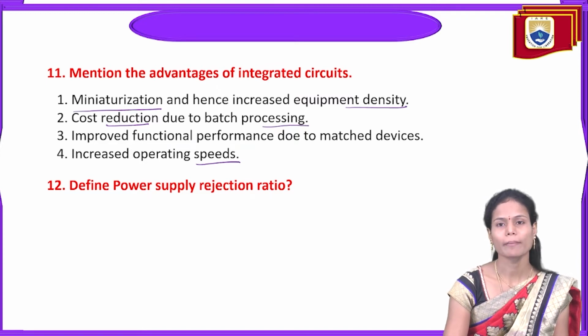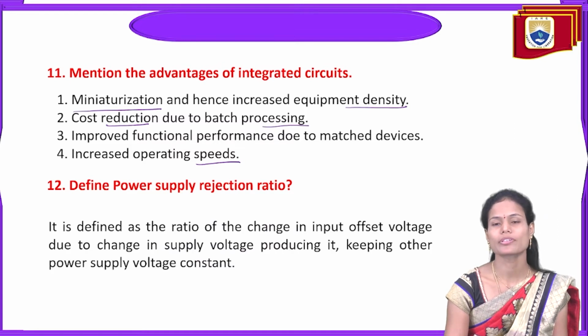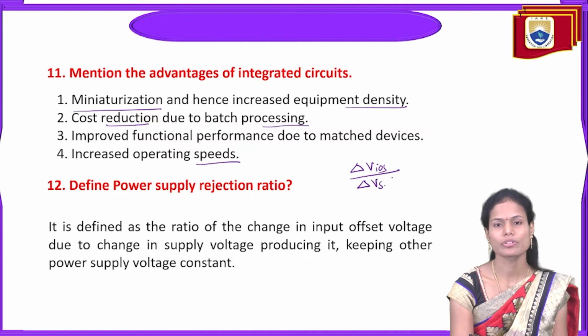And next, define power supply rejection ratio. So here this power supply rejection ratio is the ratio of changing input offset voltage due to change in supply voltage. So if there are any variations in the supply voltage, there is some amount of variation in the input offset voltage of the operational amplifier, that we are indicating with the power supply rejection ratio. While performing this, the other voltage sources in the op-amp must be constant.